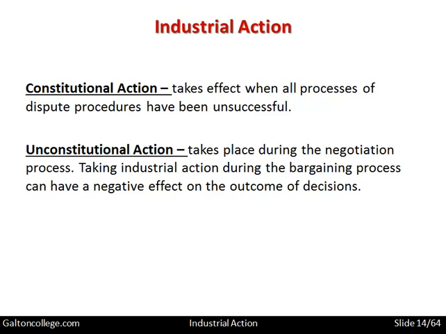Unconstitutional action takes place during the negotiations process. Taking industrial action during the bargaining process can have a negative effect on the outcome of decisions. Unconstitutional means they are preempting the negotiations. They're jumping in too fast. The negotiations are in progress, and let's say the union calls the strike. Well, that's unconstitutional. The negotiations were still occurring, so the strike should not have taken place.